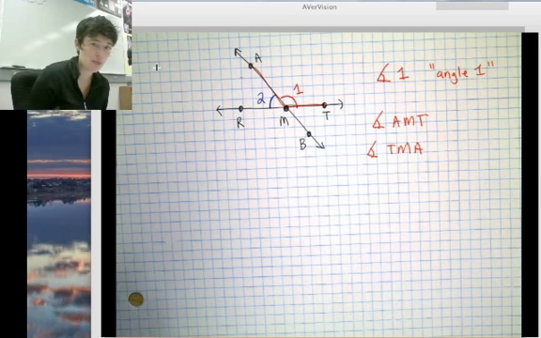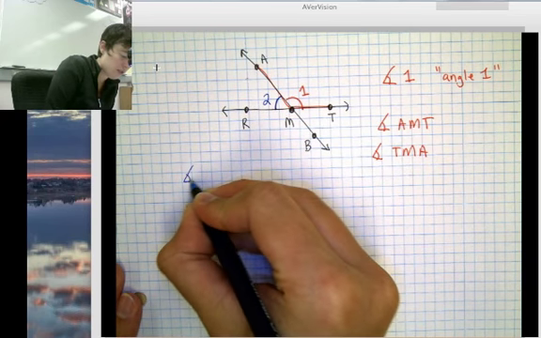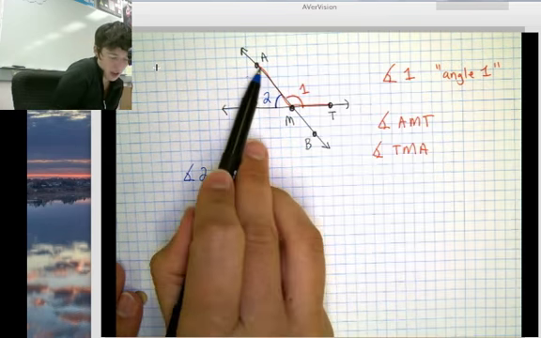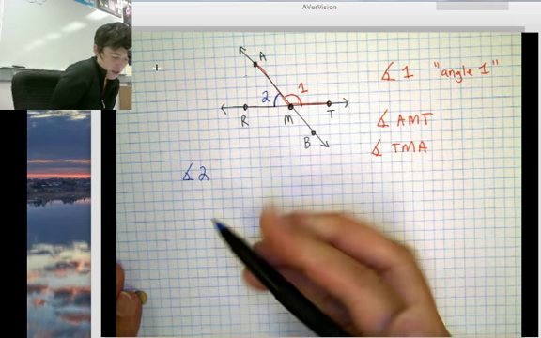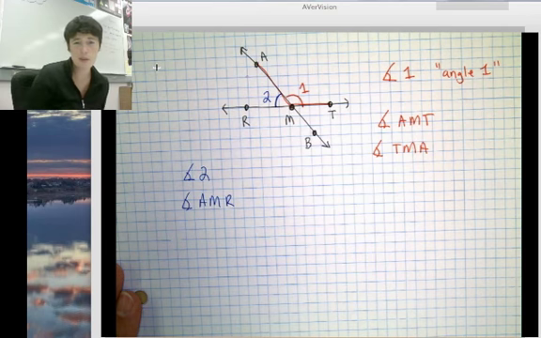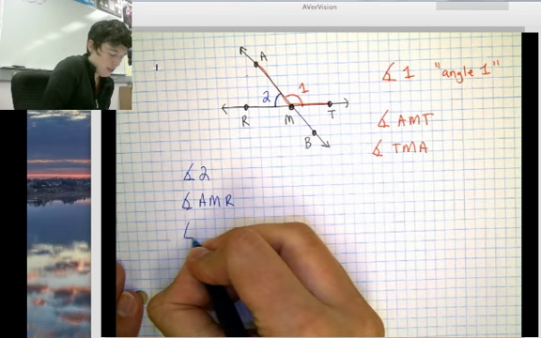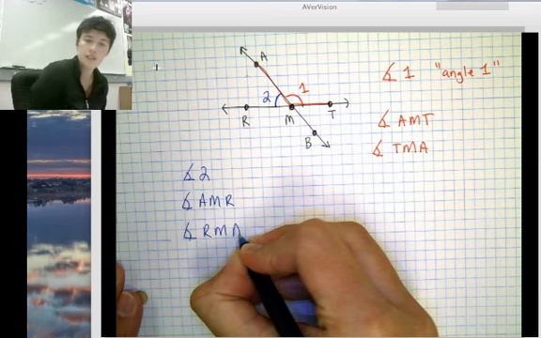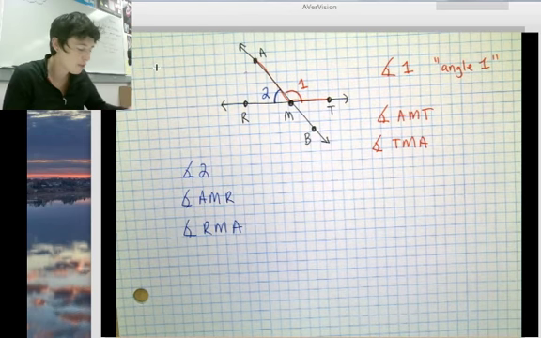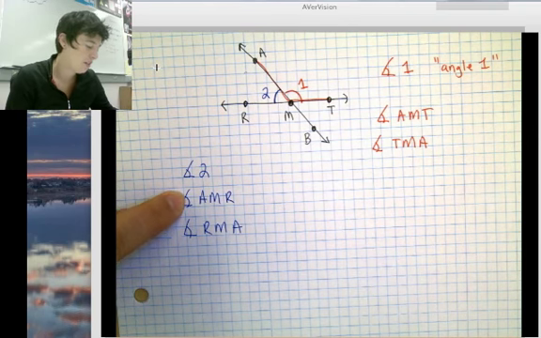Okay, so hopefully you paused the video. One way to write angle 2 is just like it sounds, angle 2. Or we can use the letters. Look at the letters. It goes from A to M to R. So angle AMR. Or if you want to go backwards, start with the R, R, M, A. So angle RMA. So there's lots of different ways you can do this. Most of the time in class, I'm probably going to be using the points. But we go back and forth, so it just depends.